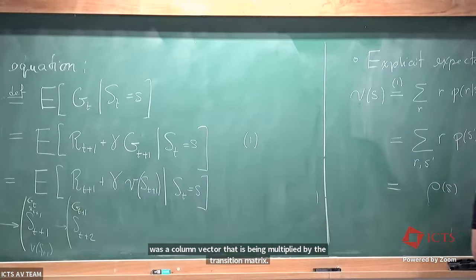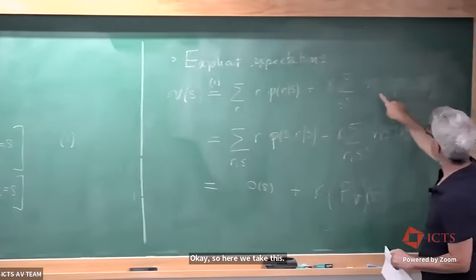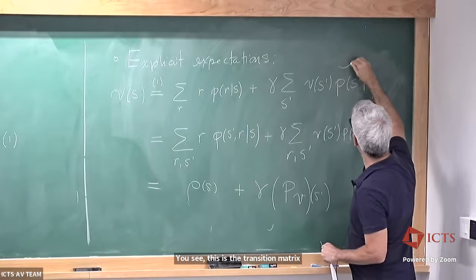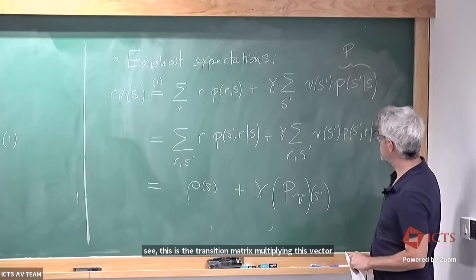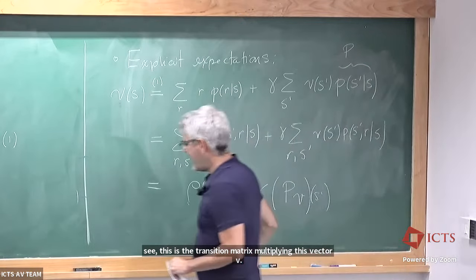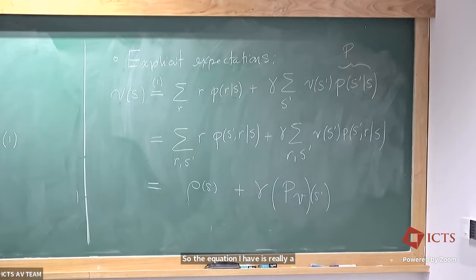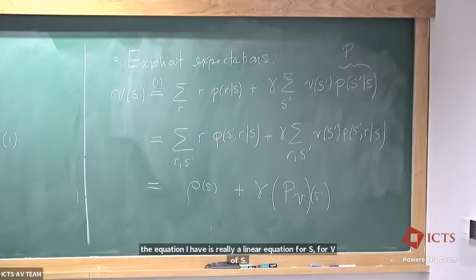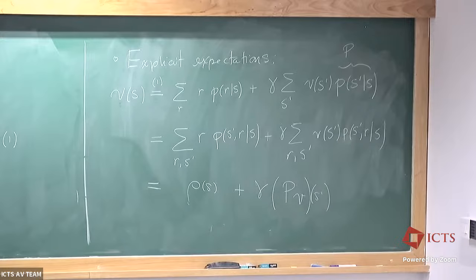Okay, so here we take this. You see, this is the transition matrix multiplying this vector V. So this is my capital P, that's the transition matrix. So the equation I have is really a linear equation for S, for V of S. So in matrix notation, I'm going to have this equation: V is equal to rho plus gamma PV.